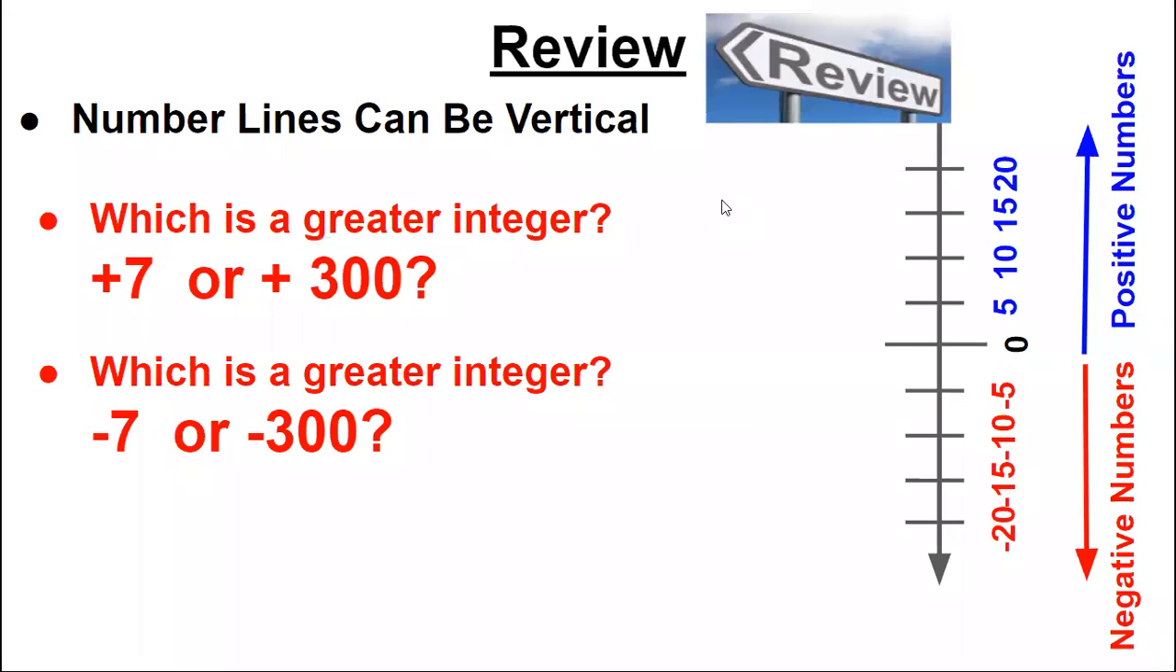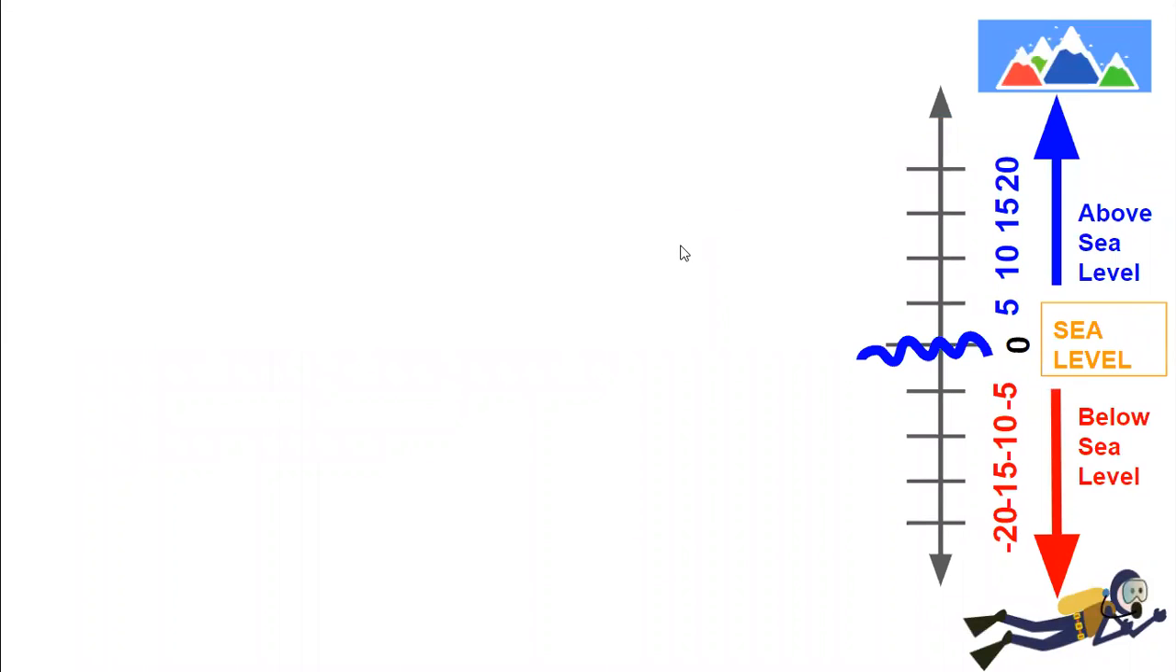That should be reviewed for you. What about sea level? We talked about that yesterday. Sea level is 0, right? And then elevations that go up above sea level get higher, right? Like the mountains. If you get way, way up above sea level, you're in the mountains. If you go way below sea level, you're like the scuba diver, you're under the sea.